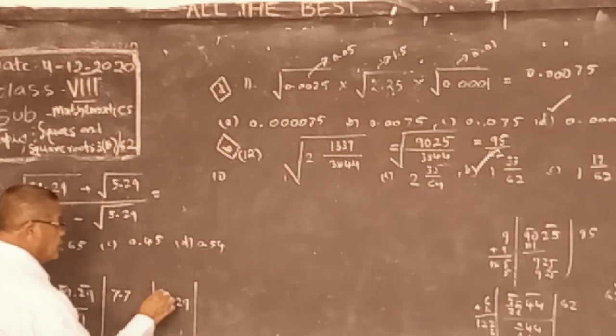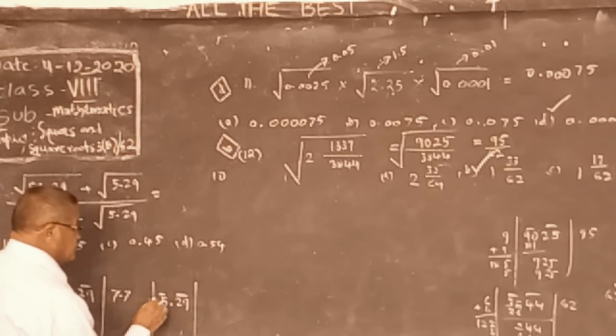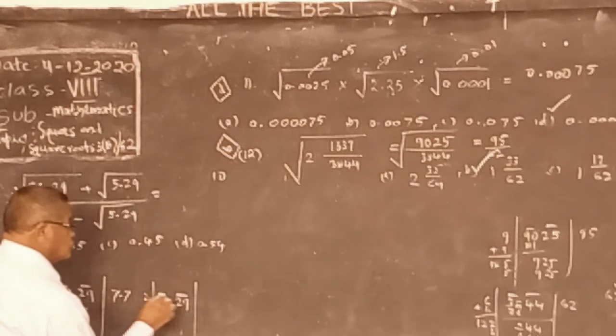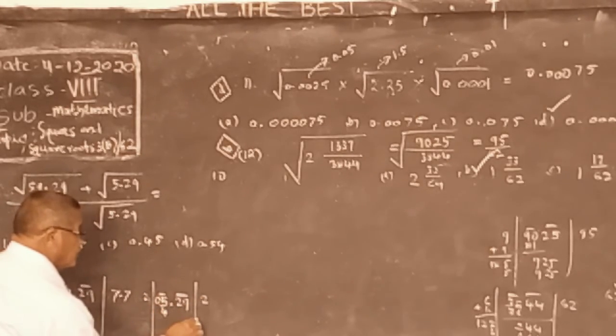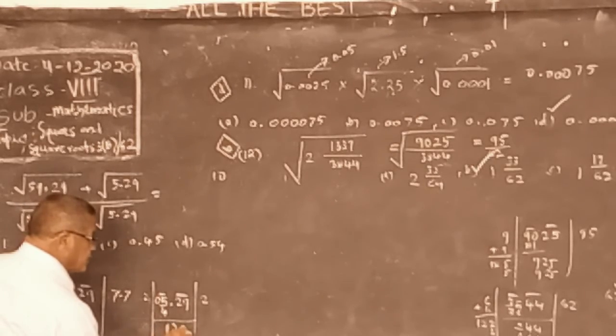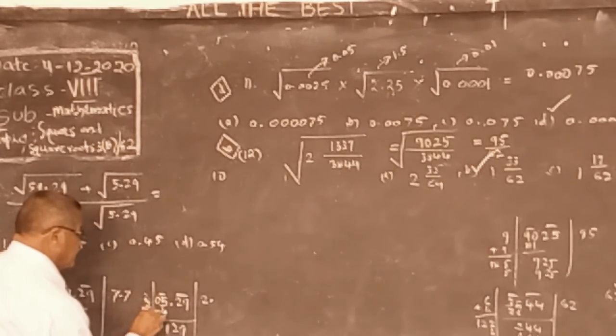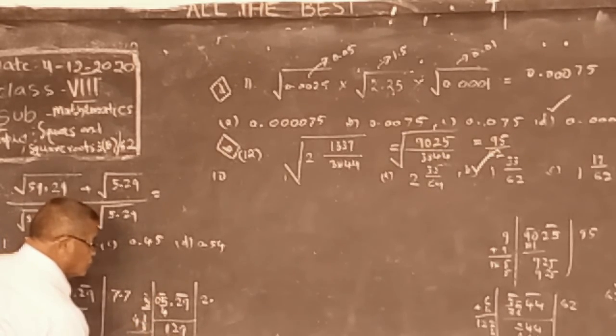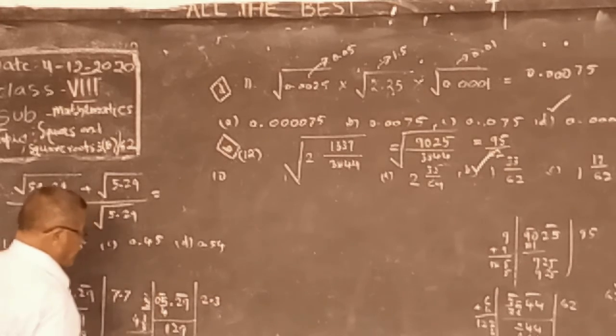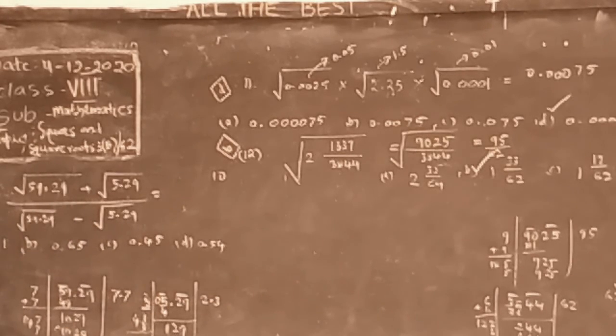It is 23. Making pairs, we can put 0 also. 2 2s are 4, remainder 1, take 2 9, put the decimal. 3s are going: 3 3s are 9, 3 4s are 12. So 2.3. Now substitute the values here.